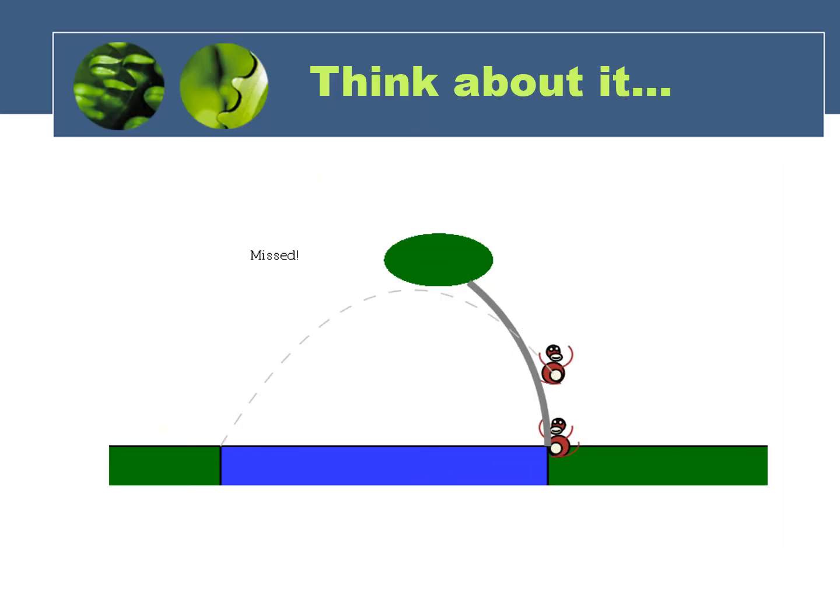Applying the concepts you learned, think about it. What should the monkey do in order to get the ball?